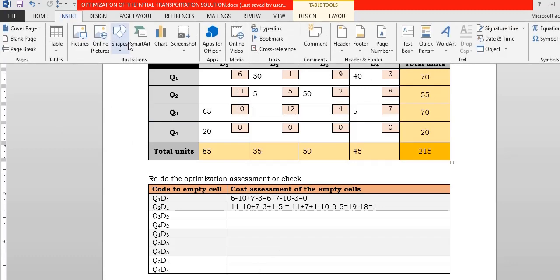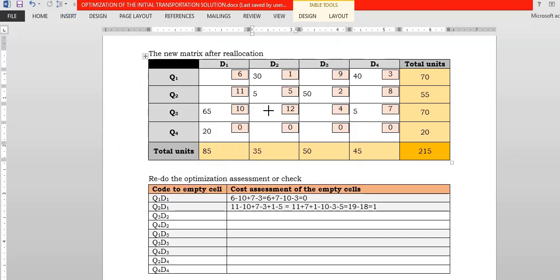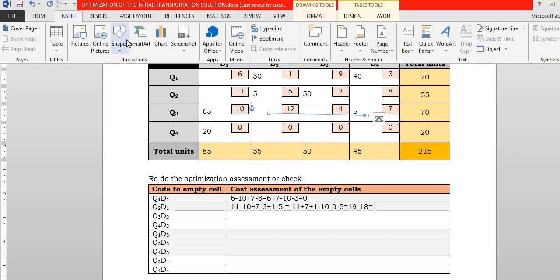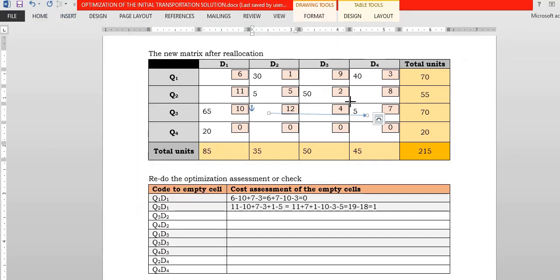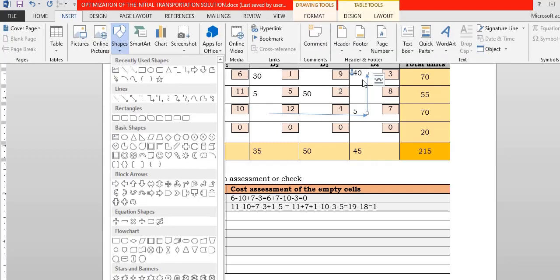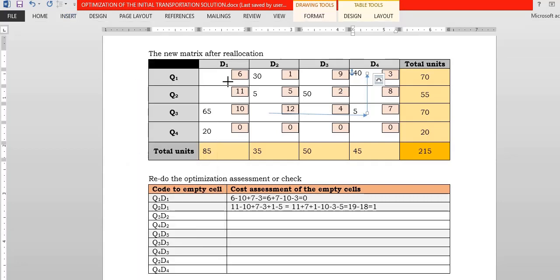So we shall do like this, and we say, alright, from here we move to the right up to here. There's an allocation there. Then we move upwards up to there. Then we move to the left up to there. Then we move downwards up to there. Okay, like that. So there we have our closed loop.